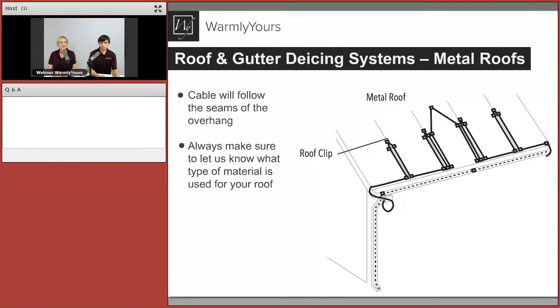Let's take a look at a plan. Well, no, we're going to be talking about metal roofs. We did get a question on this, if I remember correctly, from Dan. Do metal roofs present any special issues?